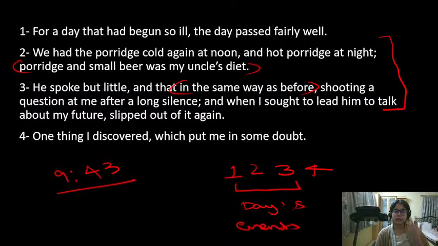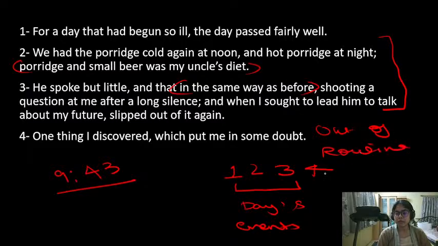Okay, what did the person discover? We don't know, but this is clearly something that is out of routine. So the odd one out is clearly fourth. ठीक है. 1, 2 और 3 आपस में पेयर्स हैं, फोर्थ का कोई भी पेयर नहीं है, कोई भी पार्टनर नहीं है, इसलिए the odd one out here should be sentence 4.